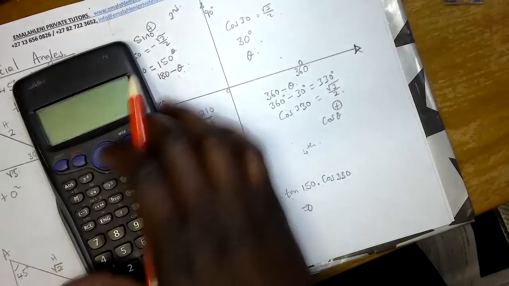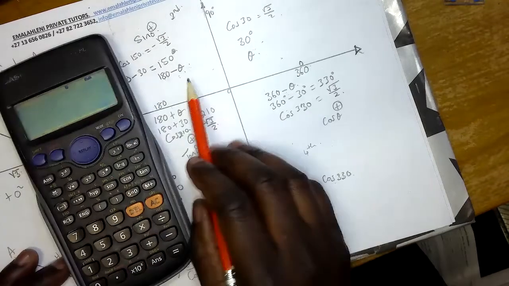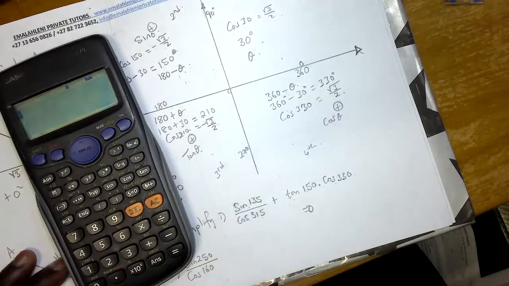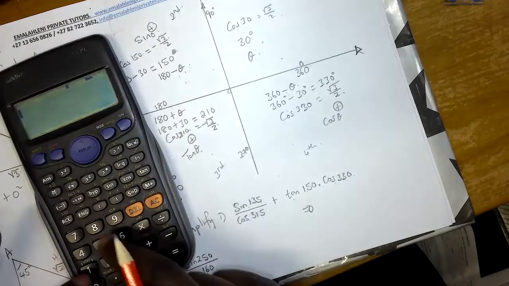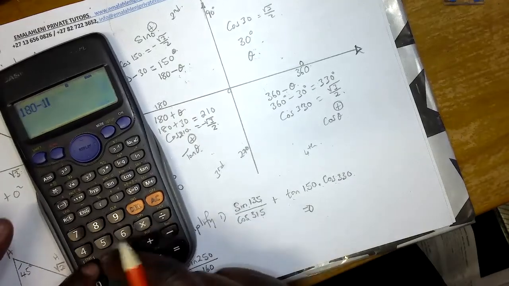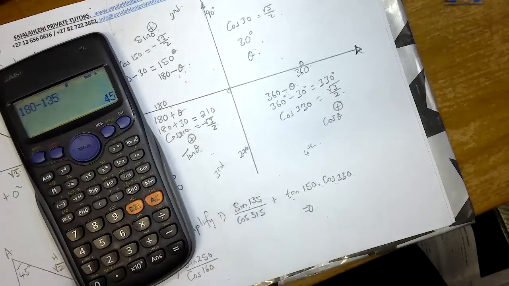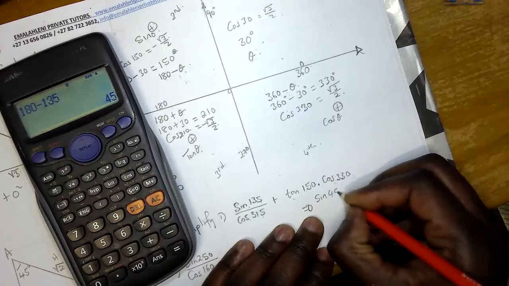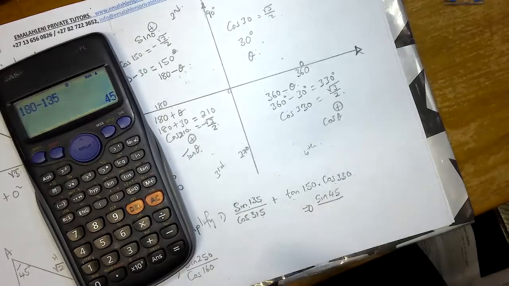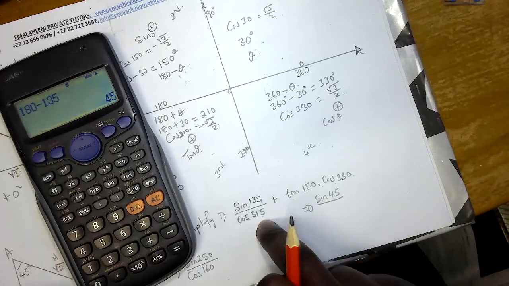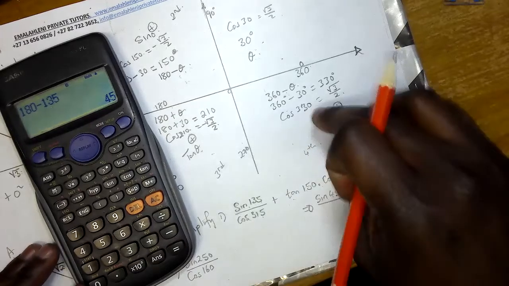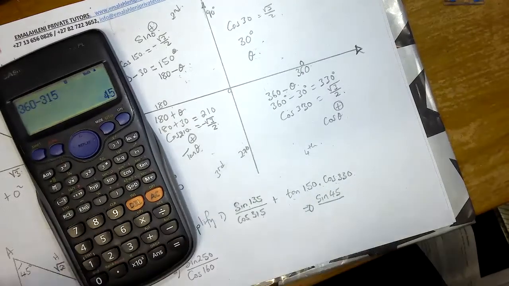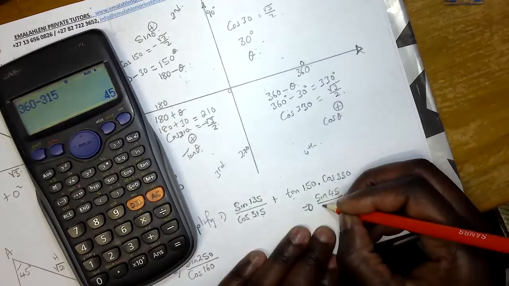We know that 135 lies in the second quadrant. When it lies in the second quadrant, we say 180 minus 135 to find the acute angle. What do we get? We get 45. So we know that this is sine 45 over, what about 315? We know that it's in the fourth quadrant. How do we know the acute angle? We say 360 minus 315. We get 45. So we've got cos 45.